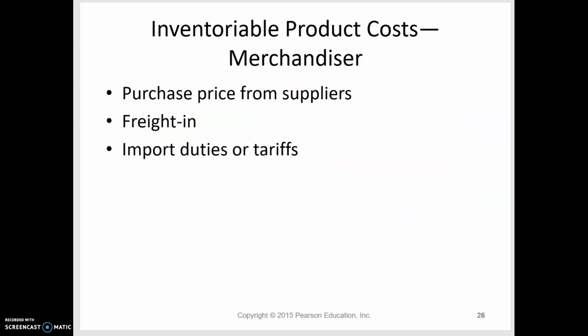So our product costs, if you're a merchandiser, you just have your merchandise inventory account, and that's going to include the purchase price, whatever you had to pay to buy the merchandise inventory. If you had to incur any freight charges, that becomes part of the cost of the inventory. And then we didn't talk about this in financial accounting, but if you're buying them from another country, you have to pay import duties or tariffs when you're acquiring the inventory.